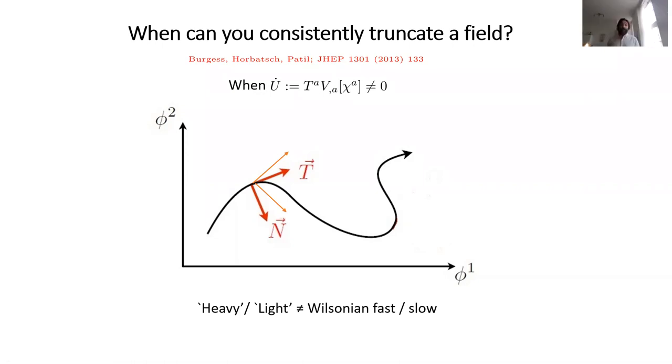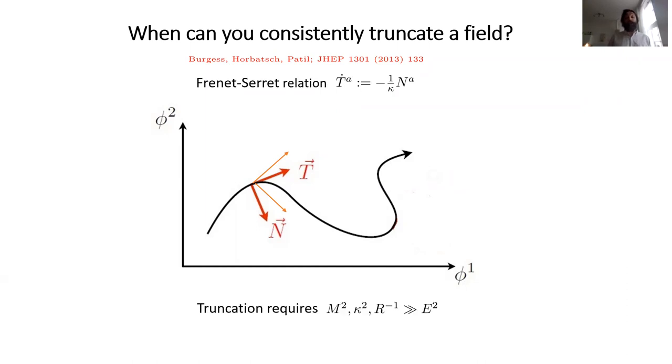So what happens is that, quote unquote, heavy and light, in the language of normal and tangent to your potential, do not correspond to Wilsonian fast and slow. So you better really integrate out your Wilsonian fast guys. And when you do that, and you ask the question, when am I allowed to truncate? Previously, it was only the statement that the mass scale is going to infinity. But now, in this paper, we argue that there are actually two more scales that have to go to infinity.